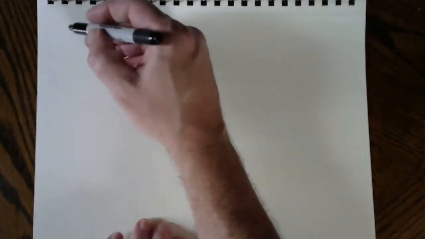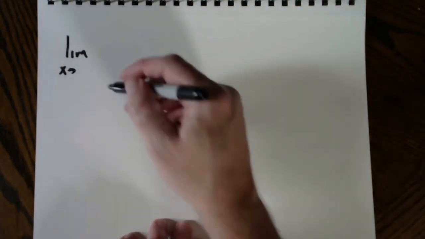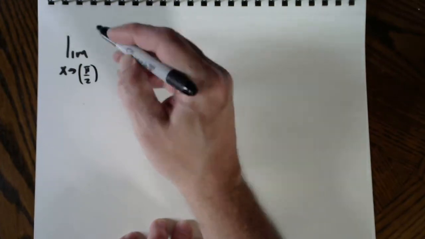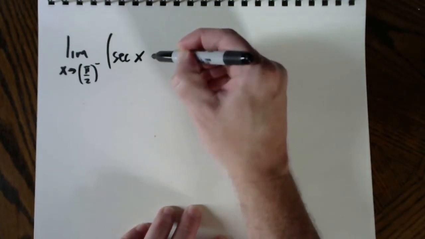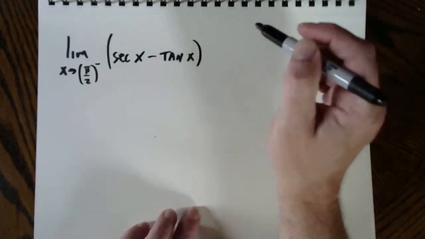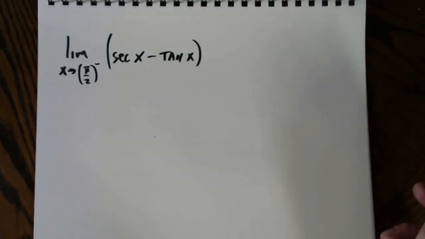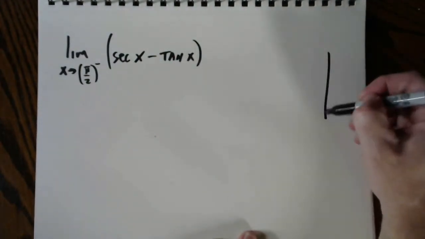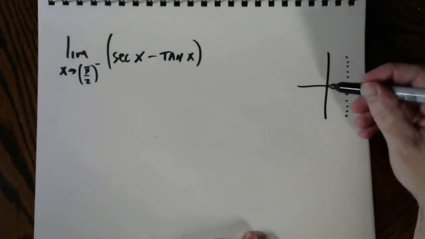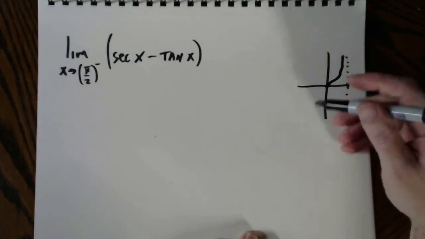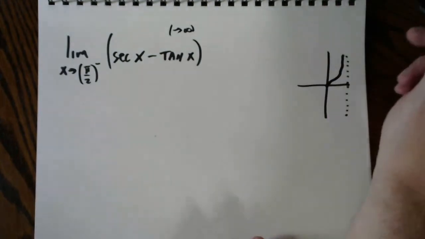Okay, this one's better. This is what I wanted to do for you. Let's let x go to pi over 2 from the left. And the function is secant minus tangent. Okay, so if you recall, let me just work over here a bit. We know what tangent does, right? Pi over 2 from the left. So this is going to, I'm just going to put a little note here. You wouldn't show this on a real solution. This is going to infinity, right?